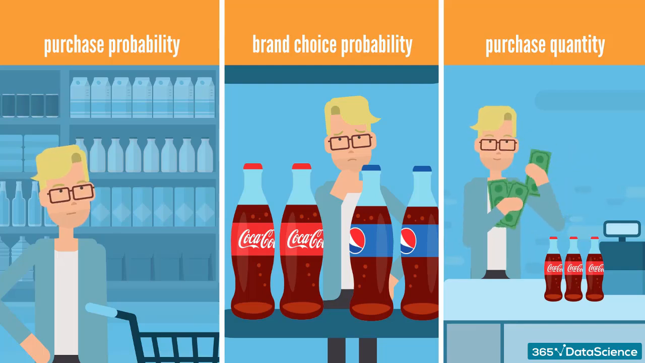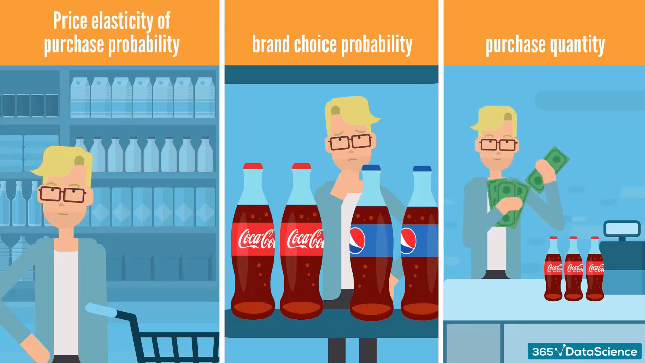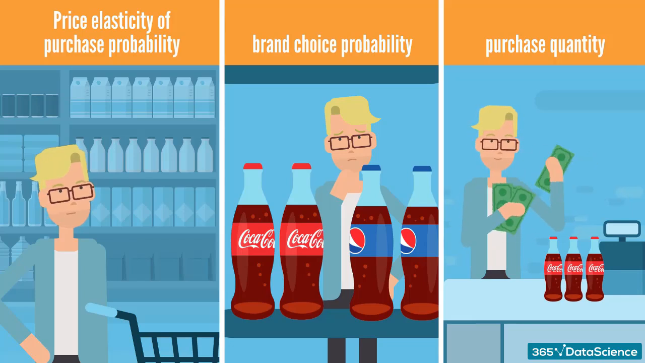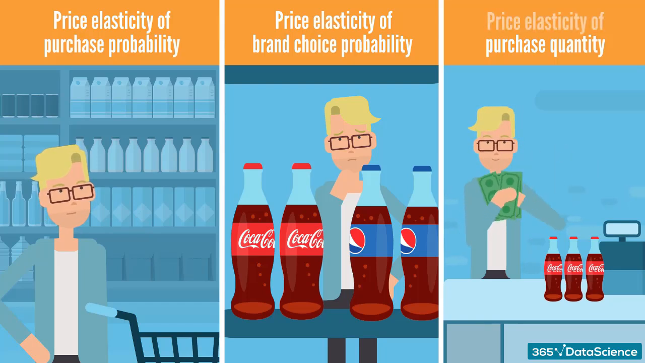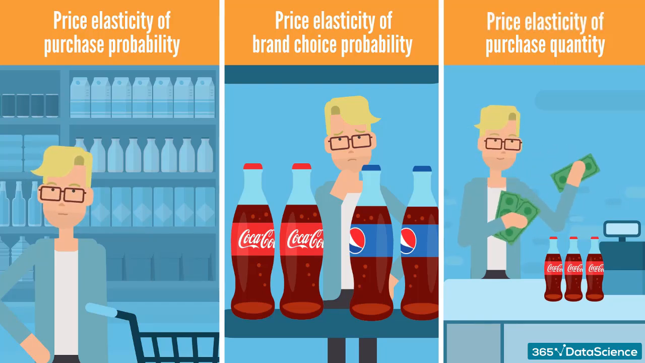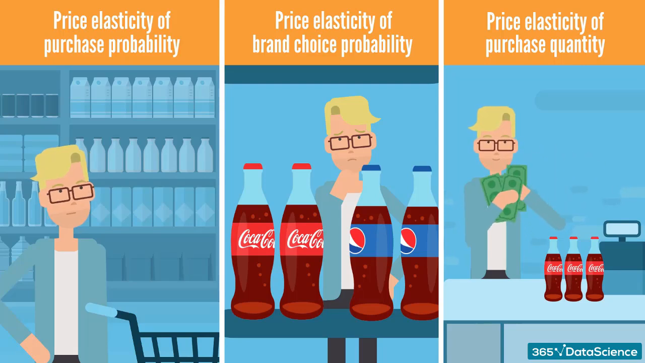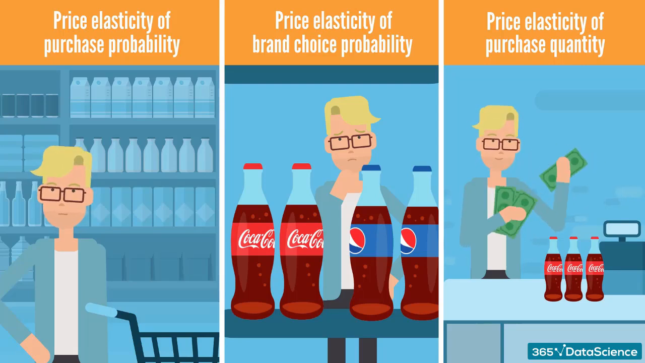So we'll look at 1. Price elasticity of purchase probability. 2. Price elasticity of probability for brand choice. And 3. Price elasticity of purchase quantity. Okay, it's time to see why we need each of them.